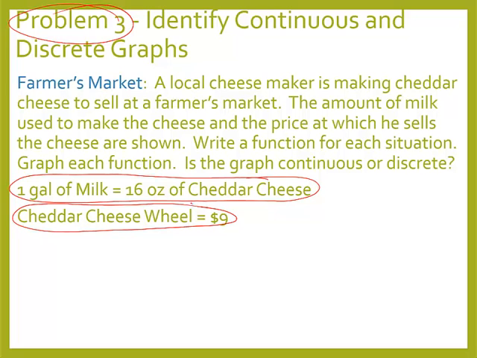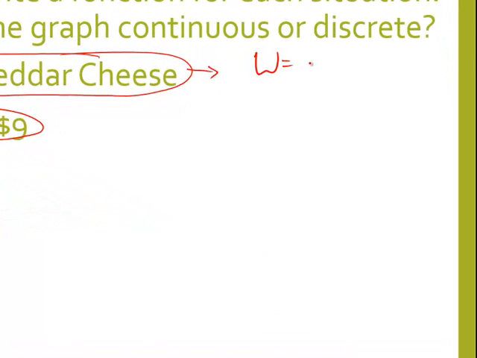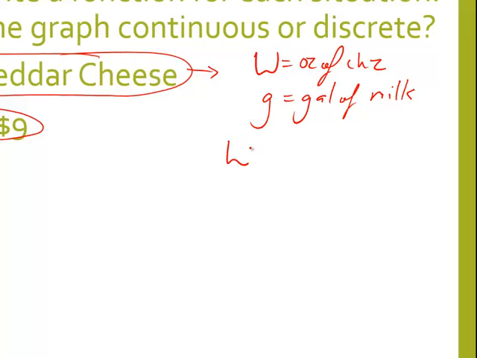So this first one, 1 gallon of milk makes 16 ounces of cheese. So I would say our input, and then our output is weight. So let's go ahead and say W for weight, ounces of cheese, and then say G for input, gallons of milk. So we're always going to start with our output. So output equals, so W equals, and then our input variable.